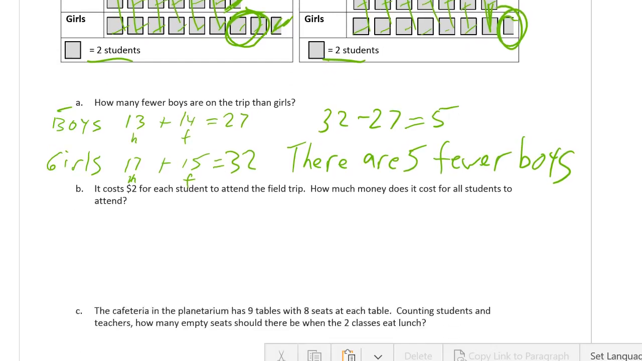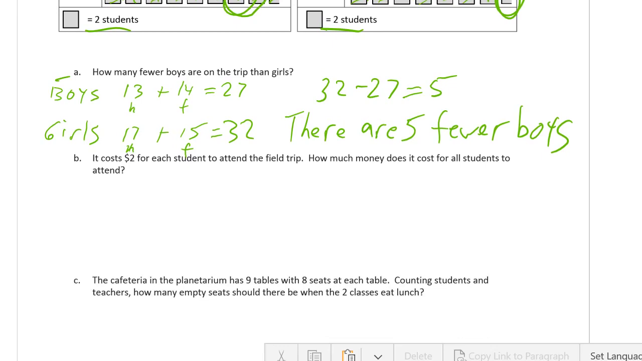That's what graphs are great for. That's why we have them. It costs $2 for each student to attend the field trip. How much money does it cost for all students to attend?